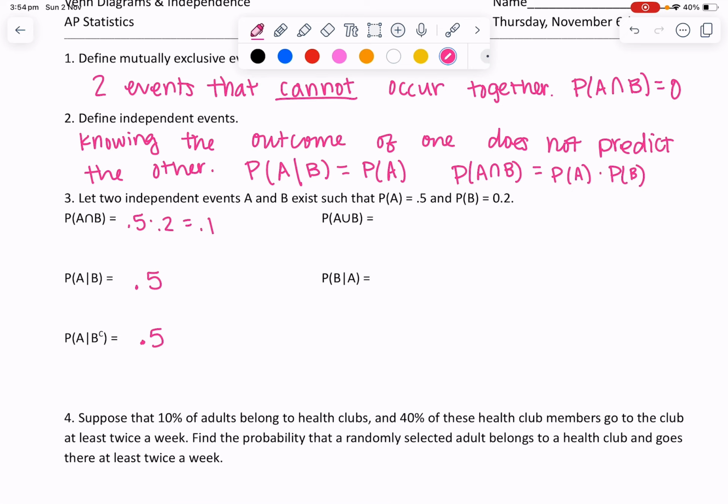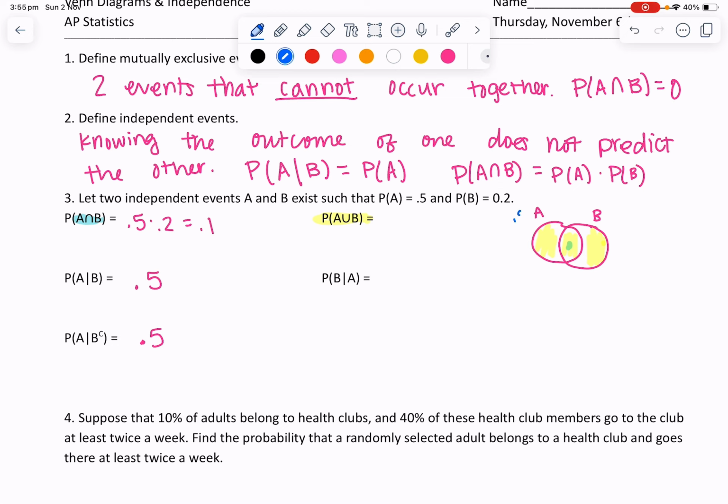The probability of A or B, the union. So I'm going to do a little Venn diagram for this. So the union means we are looking at this guy, and this guy. Okay, all 3 of those apply to the union. The intersection is just this little middle guy.